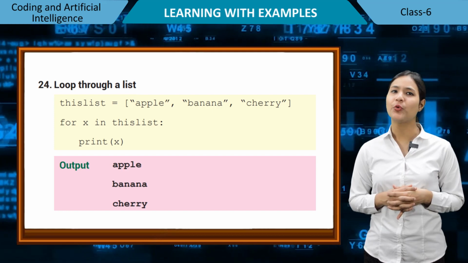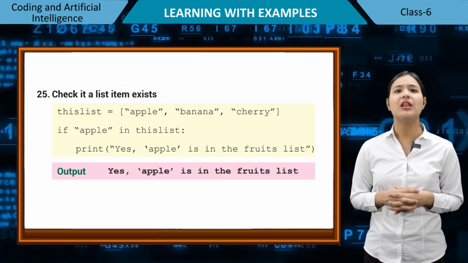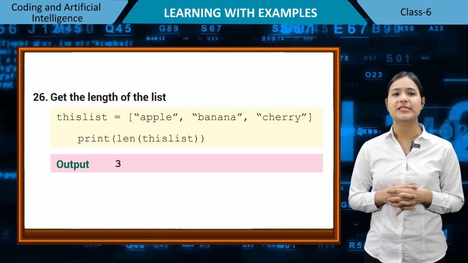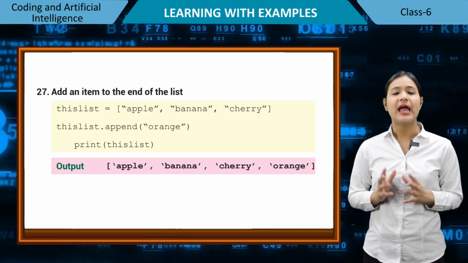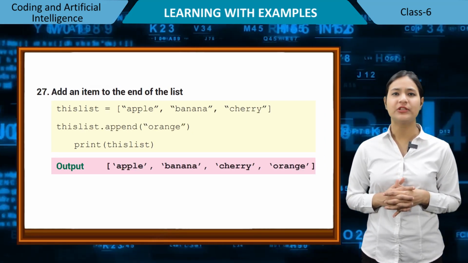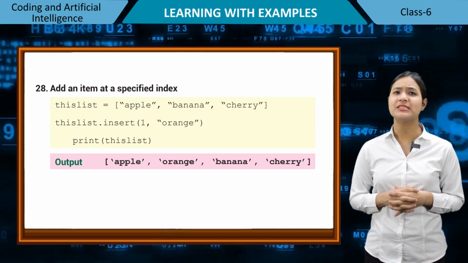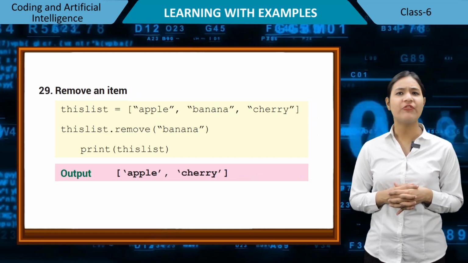Twenty-fourth, loop through a list. Twenty-fifth, check if a list item exists. Twenty-sixth, get the length of the list. Twenty-seventh, add an item to the end of the list. Twenty-eighth, add an item at a specified index. Twenty-ninth, remove an item.